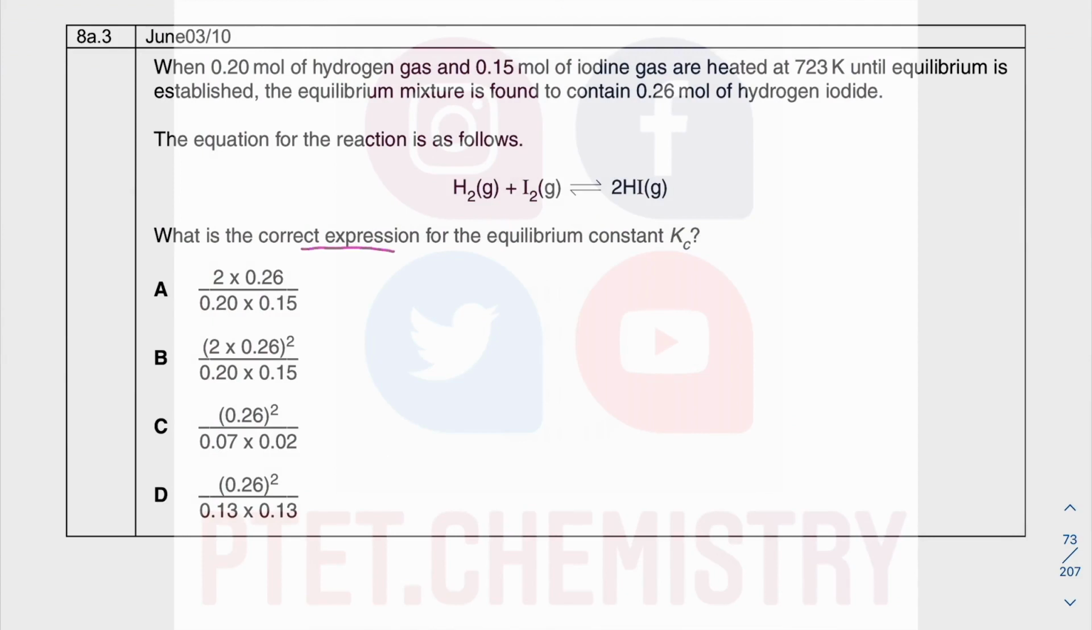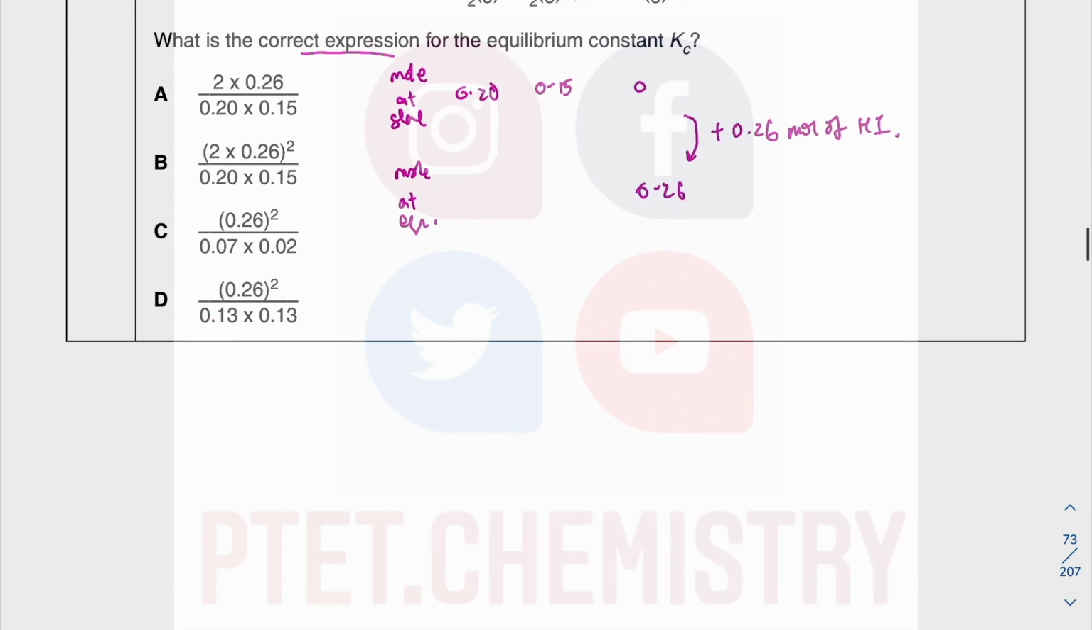If I have that, I don't want to rewrite the equation, so I'll just work from there. So moles at start, I have 0.20 mole of H2, 0.15 mole of iodine, so no product. And then the molar equilibrium, I have 0.26 mole of HI. So how much HI have I produced? I have produced 0.26 mole of HI. So just now, the previous question showed you how much of the reactant dissociated. Here they show you how much product has been formed.